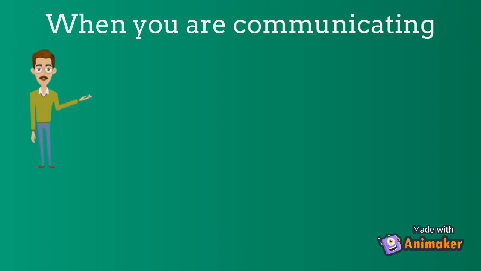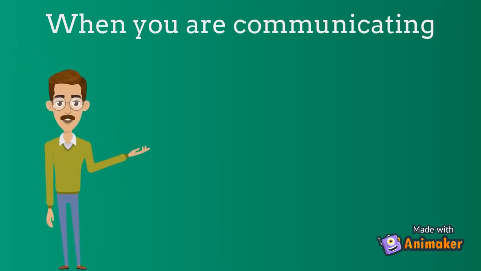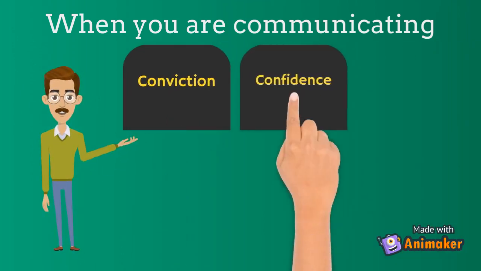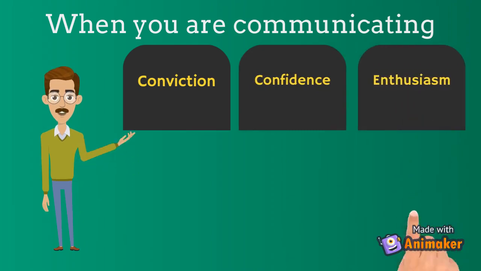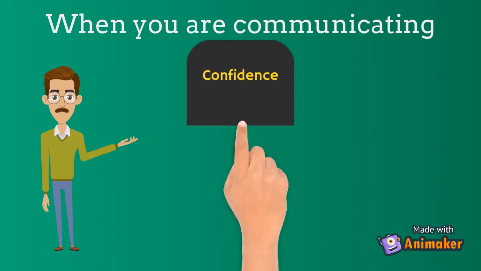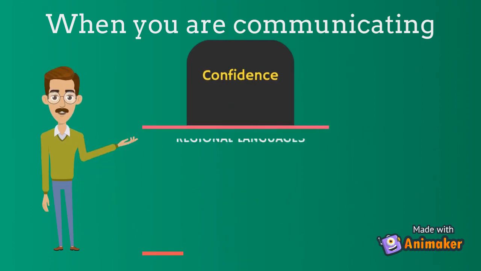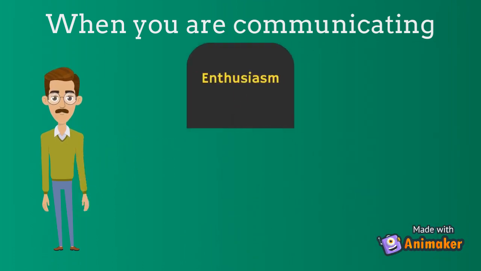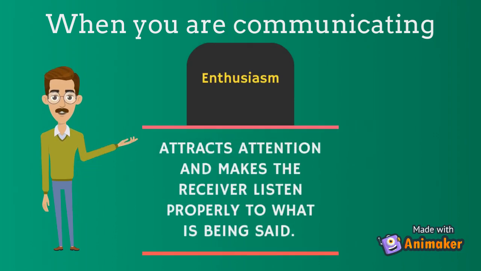When you are communicating, your communication should have conviction, confidence, enthusiasm. Conviction: it is very important for a communicator to have conviction in what he says. Confidence: confidence comes only if one has a clear understanding of things and the power to communicate properly in regional languages. Enthusiasm: attracts attention and makes the receiver listen properly to what is being said.